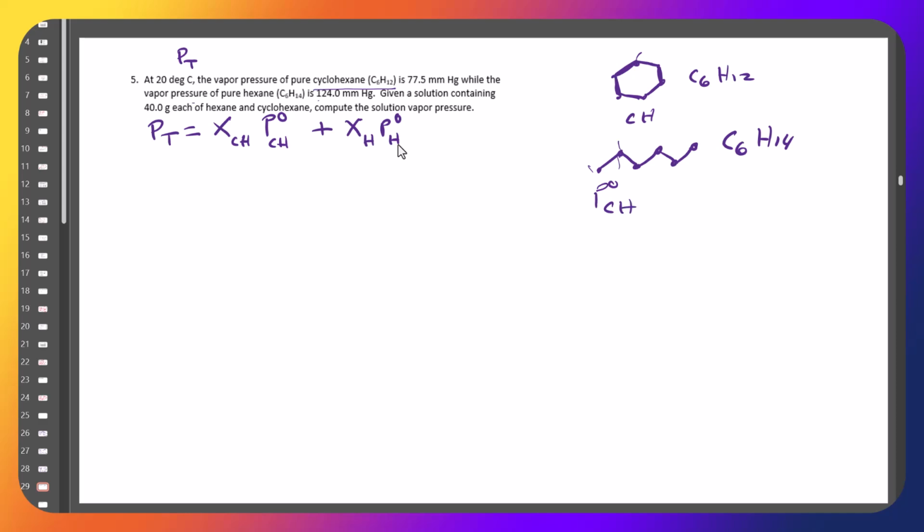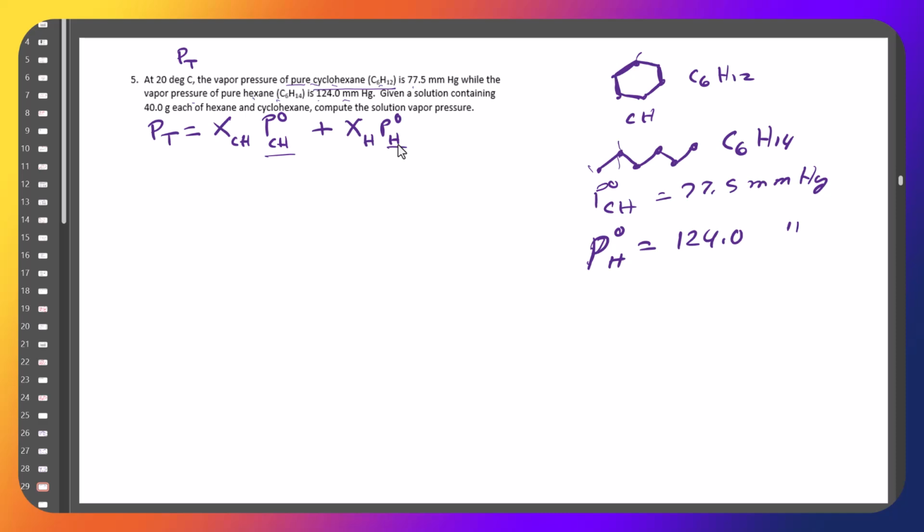So we're given the vapor pressures of pure cyclohexane. Vapor pressure of pure hexane is 124. Vapor pressure of pure cyclohexane is 77.5 millimeters of mercury. And we'll create a second variable. Pure vapor pressure of hexane is 124. So we know those two parameters right there. But we don't know the mole fractions because we're not given mole fractions. We're not given moles, we're given mass instead.